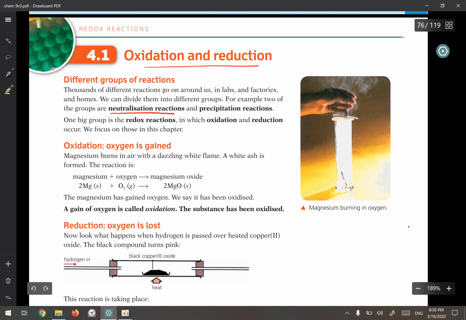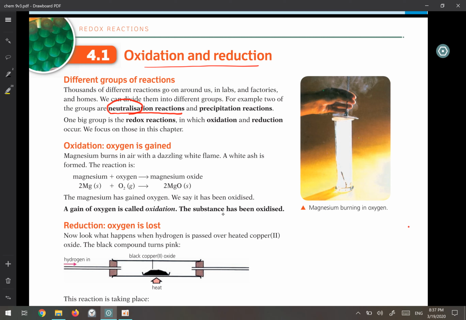For example, neutralization reaction. Do you know what a neutralization reaction is? You must guess from the word neutral. Neutralization reaction is a reaction between acids and bases. If acid and bases react with each other, they neutralize each other. That's why they are called neutralization reactions.